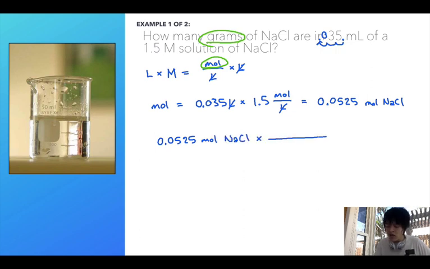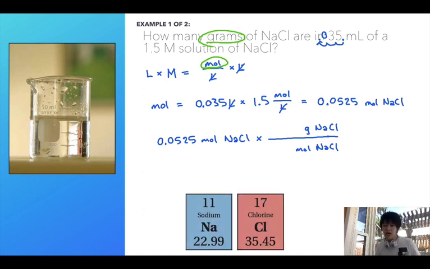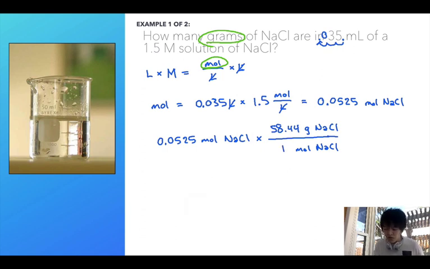we can convert it to grams using the molar mass. So times, and draw a line. The unit moles of NaCl goes on the bottom. The unit grams of NaCl goes on the top because that's what we're trying to convert to. You figure out the molar mass of NaCl by looking at the periodic table. If you add the molar mass of Na and Cl, you're going to get a molar mass of 58.44 grams for every 1 mole. So that means we put 58.44 next to grams, and you put 1 next to moles. And the unit that crosses out now is moles of salt.